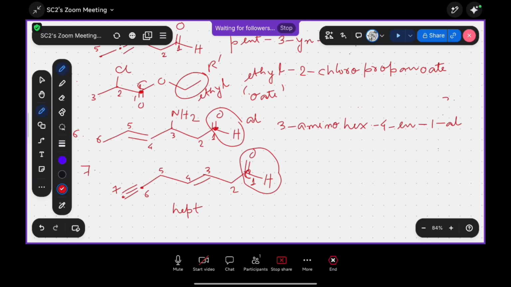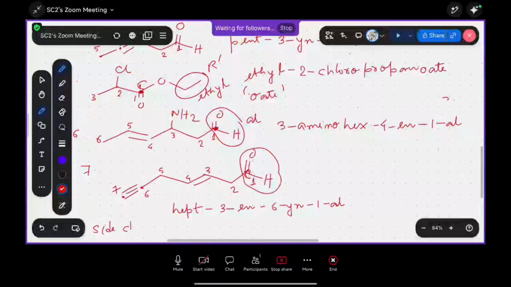Hept. Then it is hept 3 en. At the third position, a double bond is there. Hept 3 en, 6 yn, 1 al. No side chain is there. No cyclic ring is there. The format is simply like this.